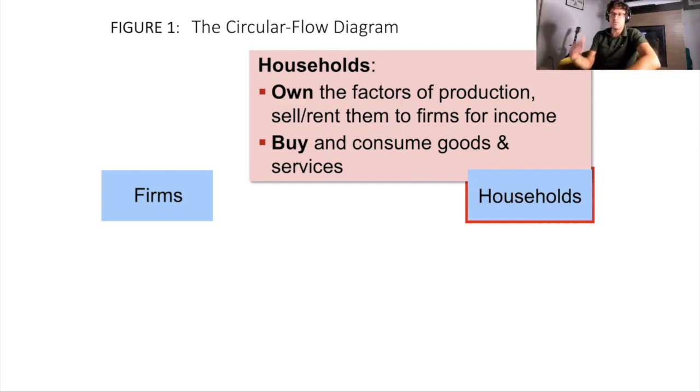So households own the factors of production and sell and rent them to the firms. And with the proceeds that they receive, with the income that they receive by selling the factors of production, they buy the goods and services that are produced by the firms.